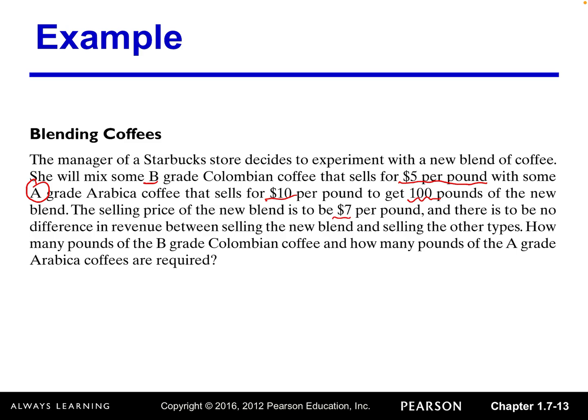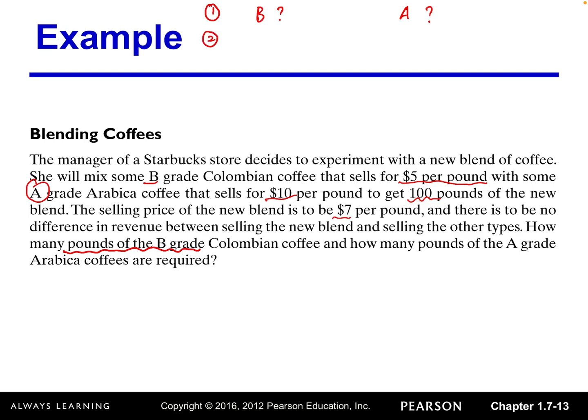Okay, so it's a 5-step procedure for solving application problems. First step, we want to identify what we're looking for. So how many unknown quantities are here? We're trying to find how many pounds of B grade coffee, and then how many pounds of A grade coffee. That's the two unknown quantities.